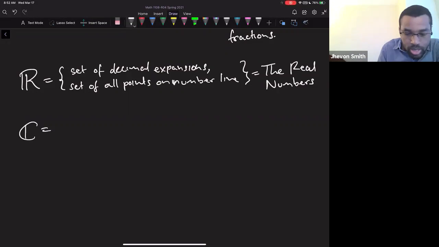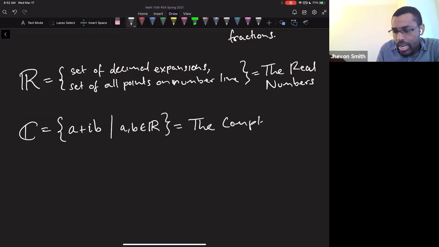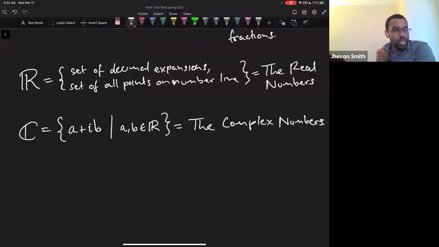There is also the set of complex numbers. This one is a little bit easier to define because you can use real numbers. It's the set of all a plus ib such that a and b are real numbers. These are called the complex numbers. We ignore them, but we need guys like this for when we want to take square roots of negatives, which we don't, but if we did want to do that, we could.